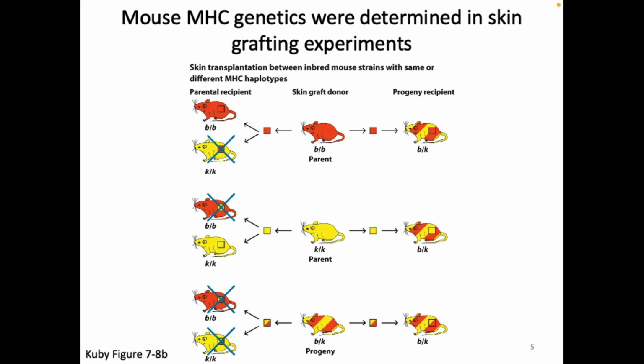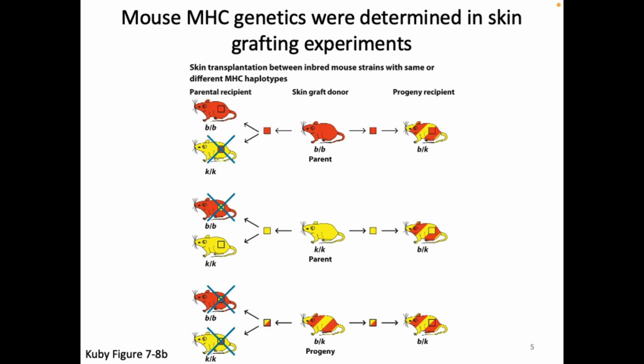And so this let them say, okay, there's this gene that seems to be controlling whether or not you can do this skin transplant. Basically, you have to have the gene. So here we know the other B mice have the B gene. The progeny has the B gene. Other K mouse has the K gene. The progeny has the K gene. Here, you have to have both B and K. Neither of these parents have both B and K, but this progeny does have both B and K.